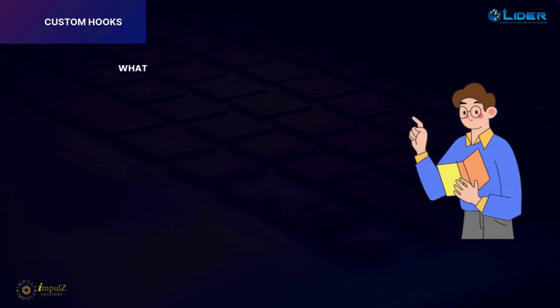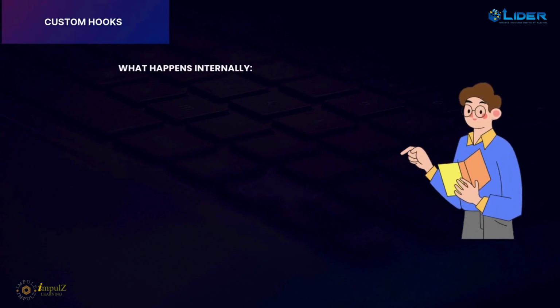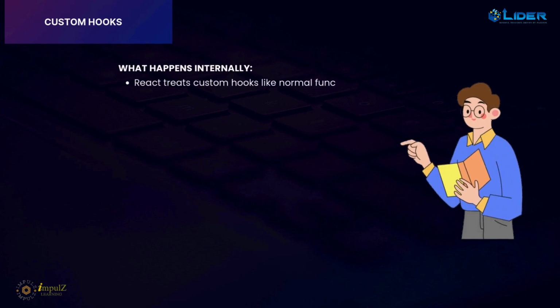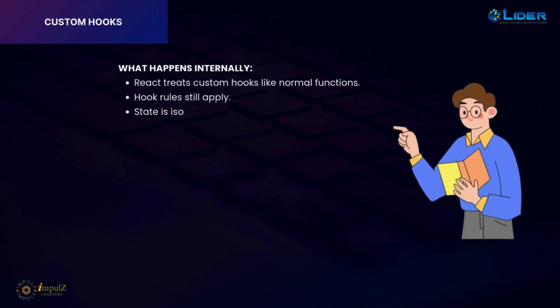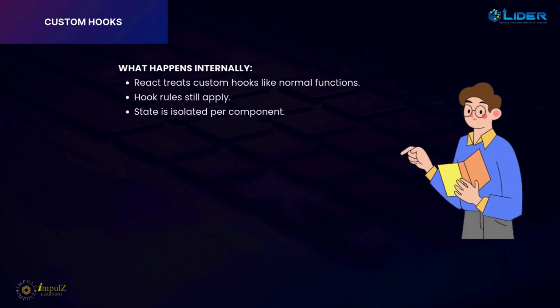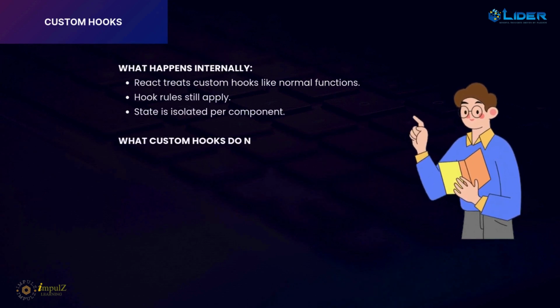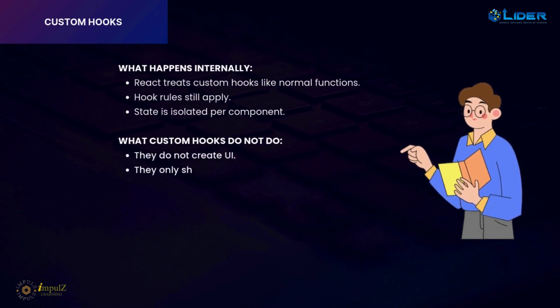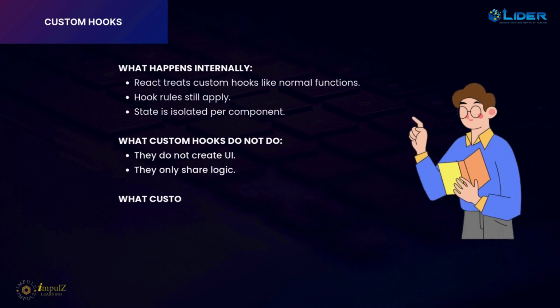Now, let's see what happens internally with custom hooks. React treats custom hooks just like normal functions. All the rules of hooks still apply, and the state inside a custom hook is isolated for each component that uses it. Custom hooks can use other React hooks such as useState, useEffect, and useContext. They can also use other custom hooks, which makes logic reuse even more powerful.